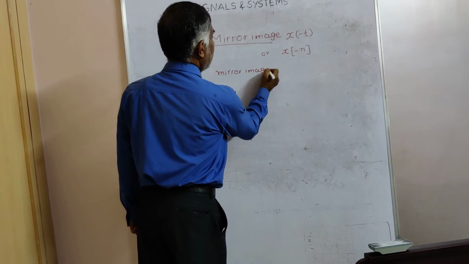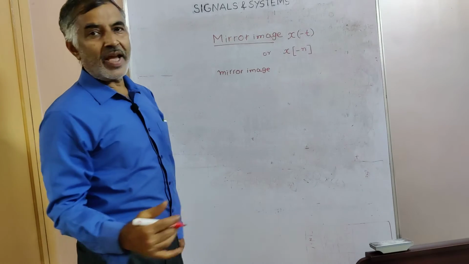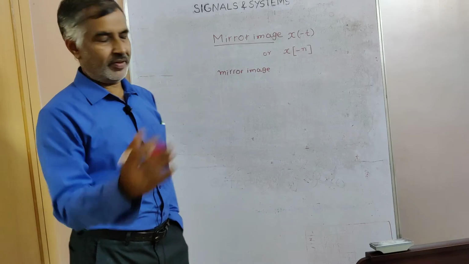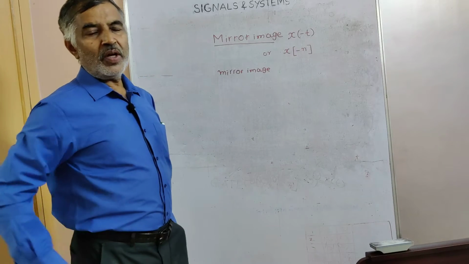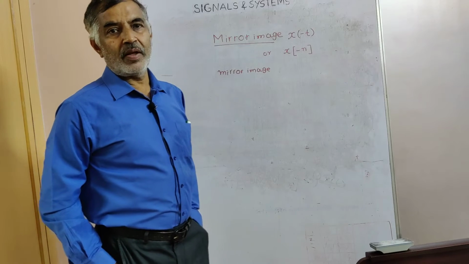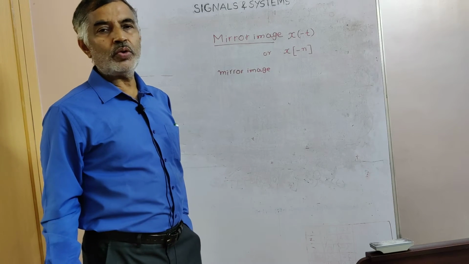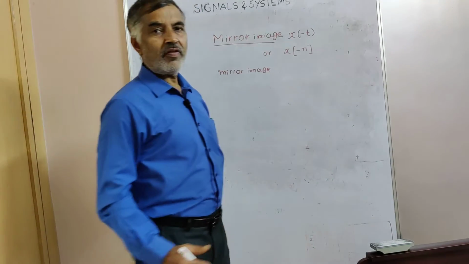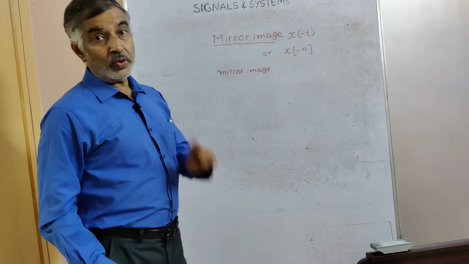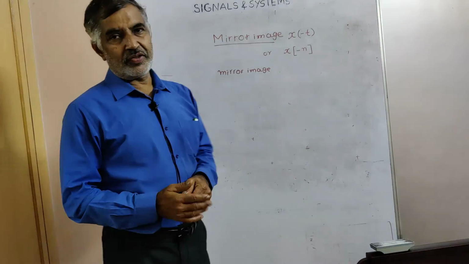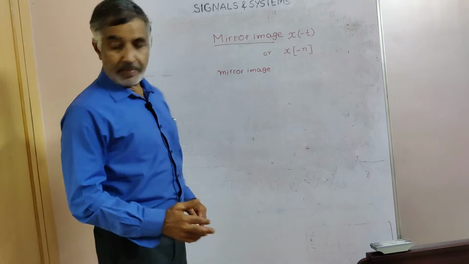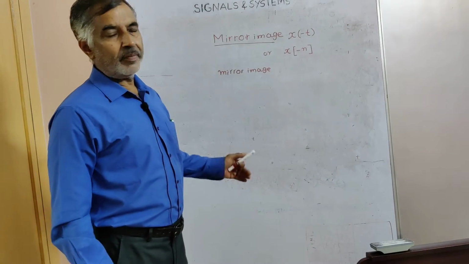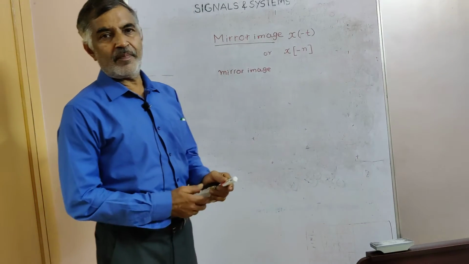If x(t) or x(n) is a signal, then x of minus t or x of minus n is what is called its mirror image. You are supposed to be good in mirror imaging, because in the next chapter, the convolution integral, you are supposed to do this x of minus t. So you should know what a mirror image is. Now I will introduce mirror image and explain how to create it.